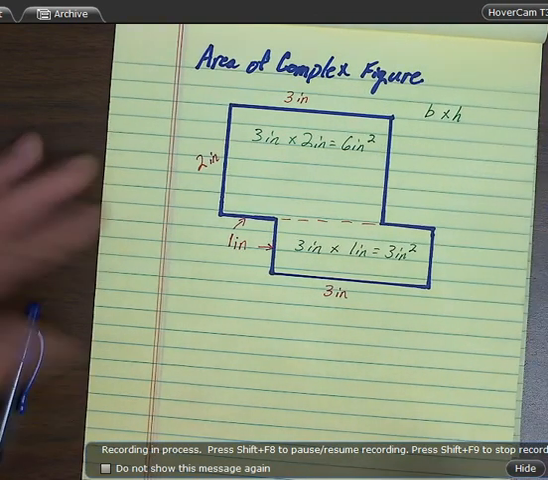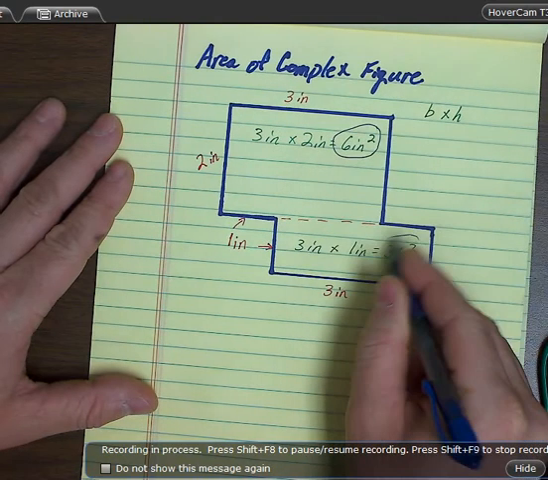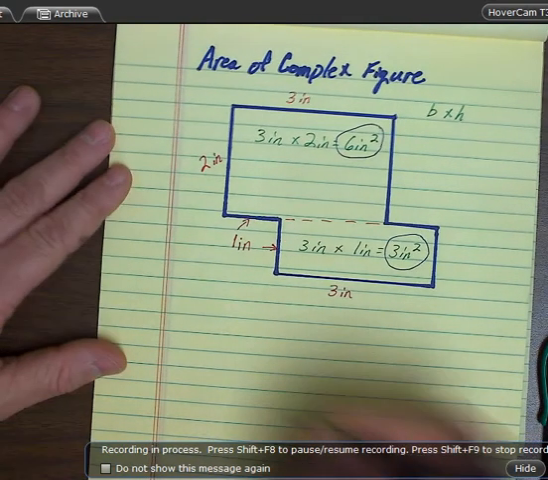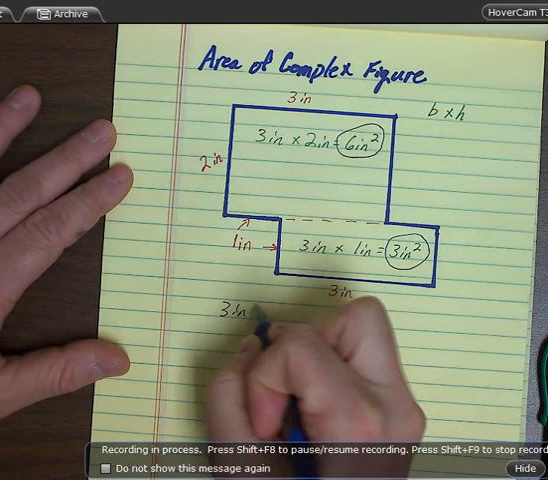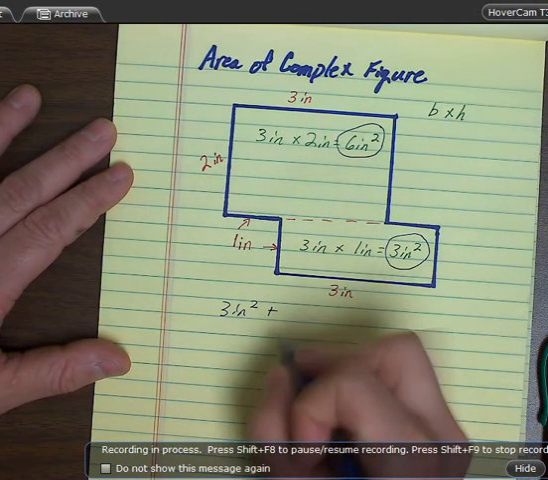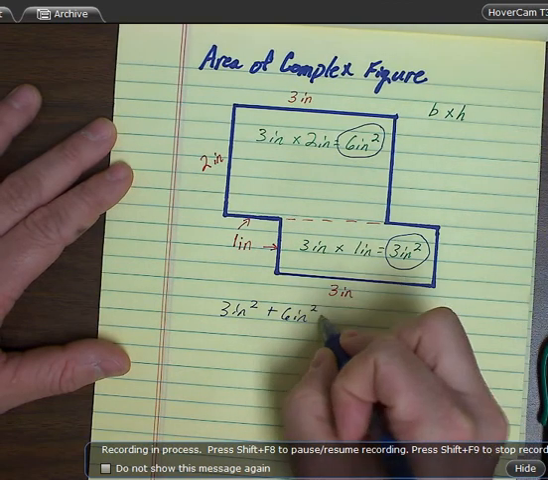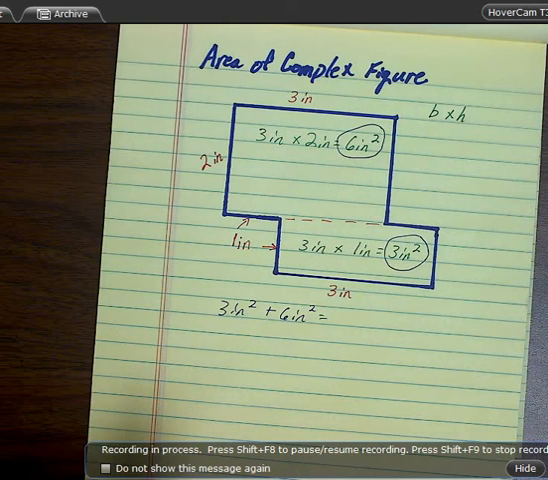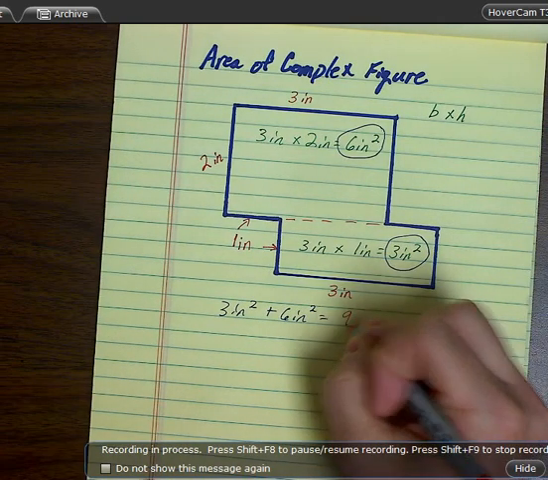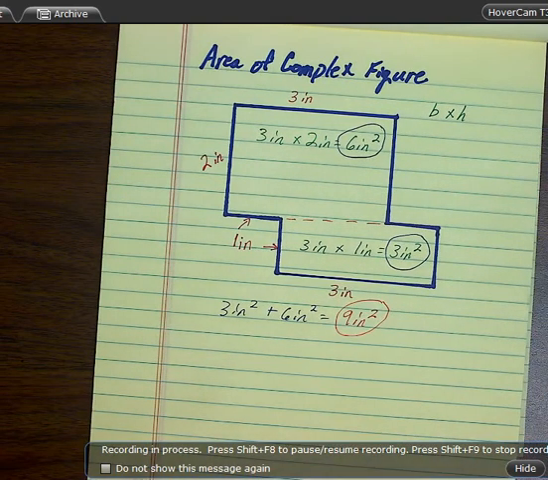So now I have these two areas. I have this area and this area, and I need to add them together. So 3 inches squared from this one, plus 6 inches squared from this one. What's my total area going to be? That adds up to 9 inches squared. And that's my total area for this complex figure.